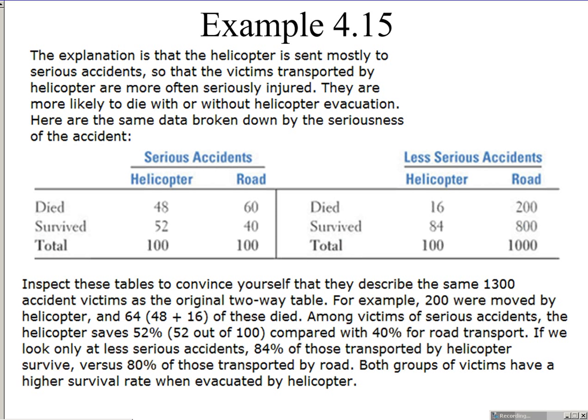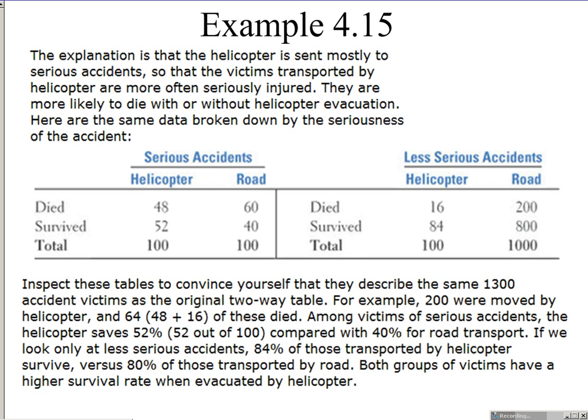If we look only at less serious accidents, back up. Among victims of serious accidents, the helicopter saves 52%, or 52 out of 100, compared with only 40% for the road transport. Okay, so we're looking only at serious accidents. 52 out of 100 survive when they're transported by helicopter. 40 out of 100 survive when they are transported by road.